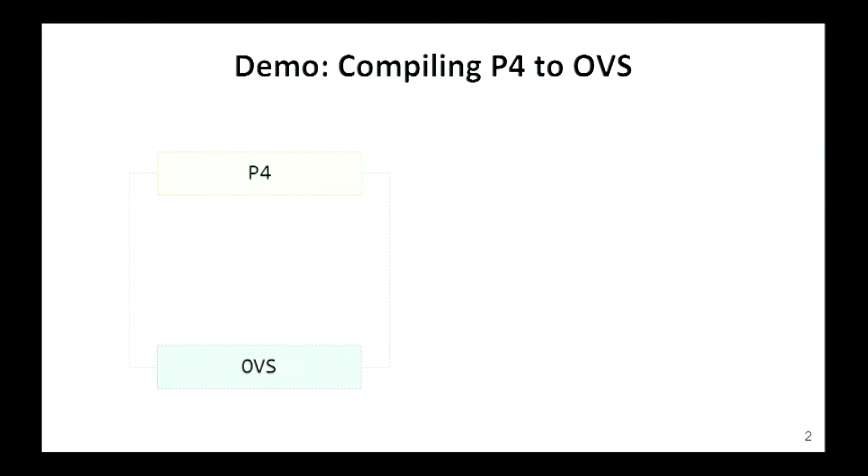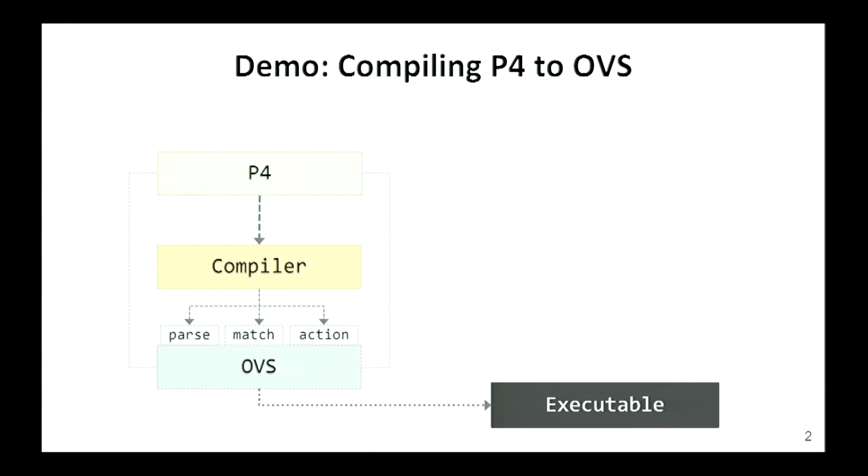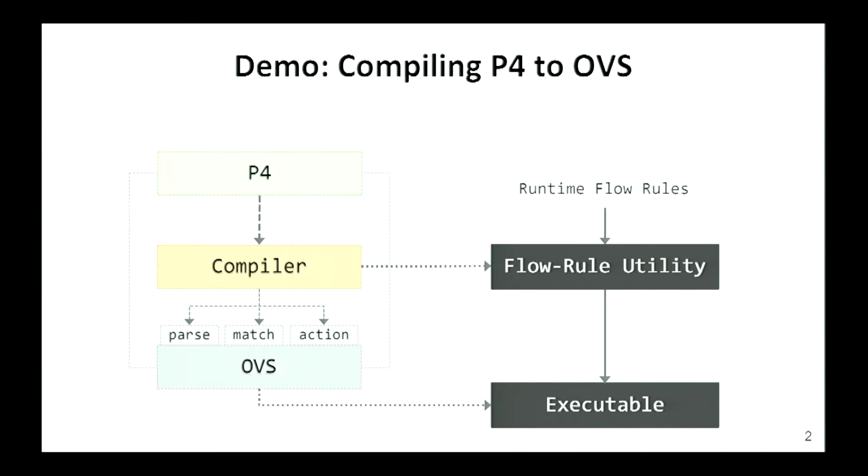So moving on. What we are doing here is using P4 as a high-level DSL to specify how a switch should behave. So far the discussions have been mostly about P4 as a high-level language for specifying the hardware architecture, but now we are looking into how we can use the same language to define software switches as well. So there is a compiler that takes P4 and compiles it onto OVS. The compiler generates the necessary parse, match, and action code that is needed to build the final executable. And then there is also a flow rule utility, which you can think of as a high-level API for programming the OVS executable.